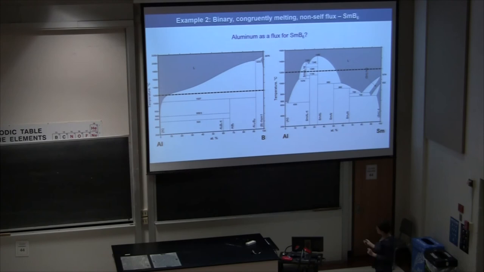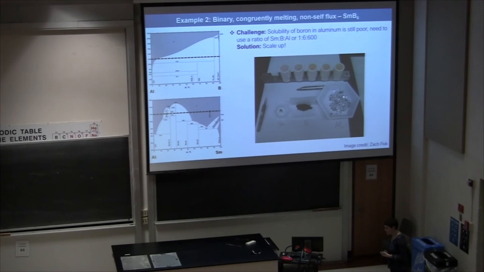So what do we do? The problem is that our boron, even though it is slightly soluble in aluminum, still has quite a limited solubility. We can't dissolve very much of it in the aluminum. And so the way that we overcome that is by going to slightly higher temperatures than 1200, because the solubility does increase as we get to slightly higher temperatures.